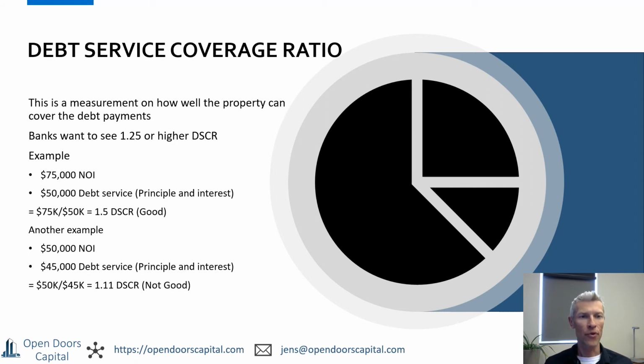Here's another example. You have $50,000 of net operating income, $45,000 of debt service, and these are all annual numbers. You arrive at a 1.1 debt service coverage ratio. That's not so good because there's very little margin for error here before your debt service will be higher than your net operating income. More vacancies, lower rent, and everything else. So this is a very important number and something the bank is going to look very carefully at.